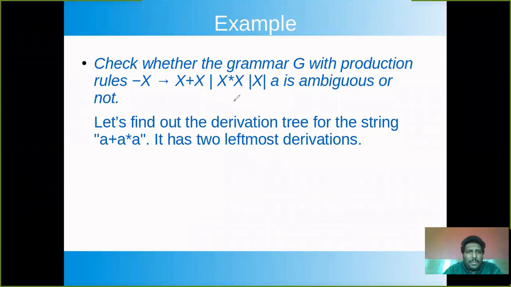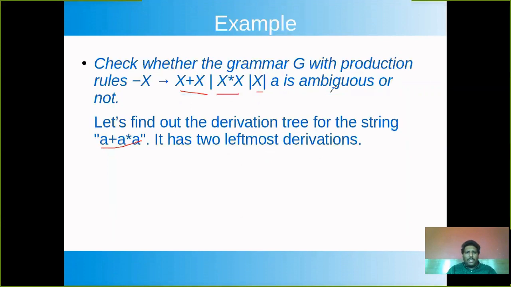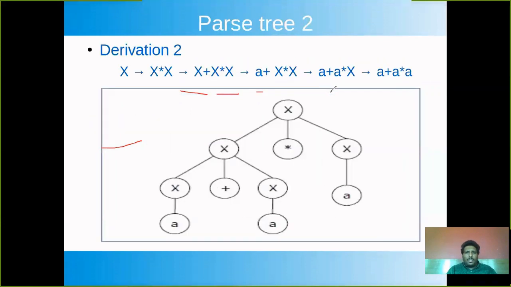Let's take an example here. Take the grammar G with these rules. Is it ambiguous or not? We have a grammar here with three productions. We need to check the same thing that we did in the last topic. See, first we generate the tree leftmost, then rightmost.